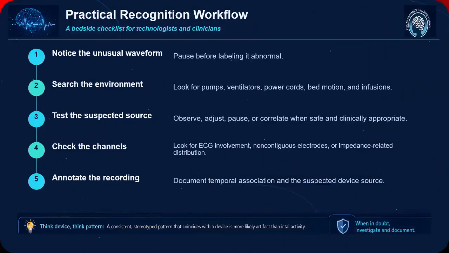First, notice the unusual waveform and pause before labeling it abnormal. Second, search the environment for pumps, ventilators, power cords, bed motion, monitors, and infusion lines. Third, when it is safe and clinically appropriate, test the suspected source by observing, adjusting, or correlating the device activity with the EEG pattern. Fourth, check the channels carefully for ECG involvement, non-contiguous electrode distribution, or impedance-related localization. Finally, annotate the recording. Good documentation allows the interpreting physician to understand what was happening at the bedside.